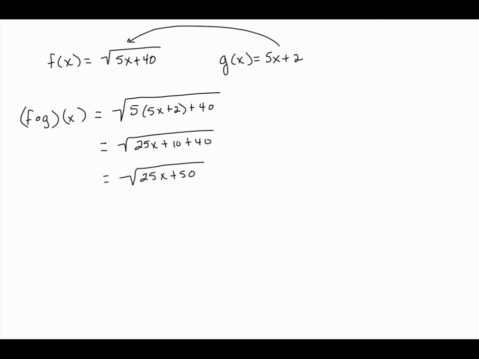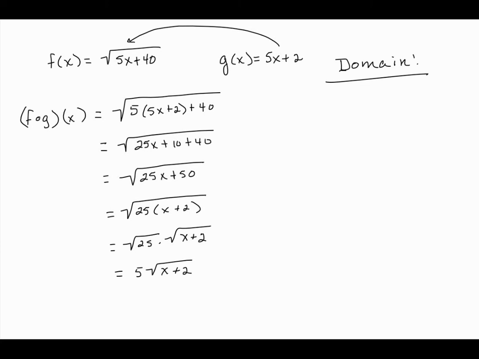Now at first glance, it looks like this is all I can do to simplify the square root, but if you look a little bit closer, you'll notice that 25 is a perfect square, and it's also a factor of 50. So what I'm going to do is factor out a 25. Now I have the square root of 25 times the square root of x plus 2, and the square root of 25 is 5. Now we're going to be looking at finding the domain of this new composite function.